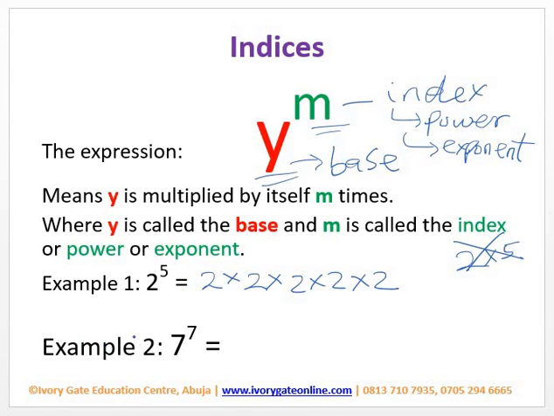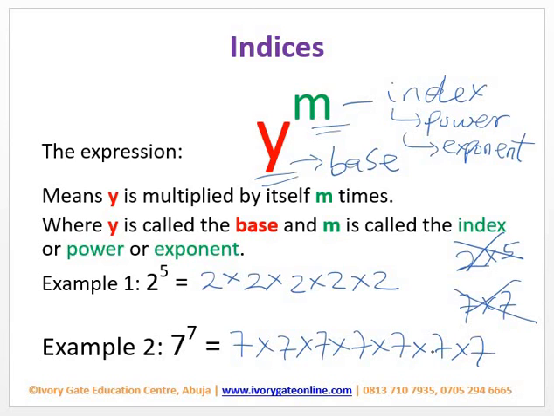Then in example number 2, we have 7 raised to power 7. This is not 7 times 7. Rather, it is 7 multiplying itself 7 times. 1, 2, 3, 4, 5, 6, 7. Okay, so indices is now aimed at simplifying the solution of numbers.